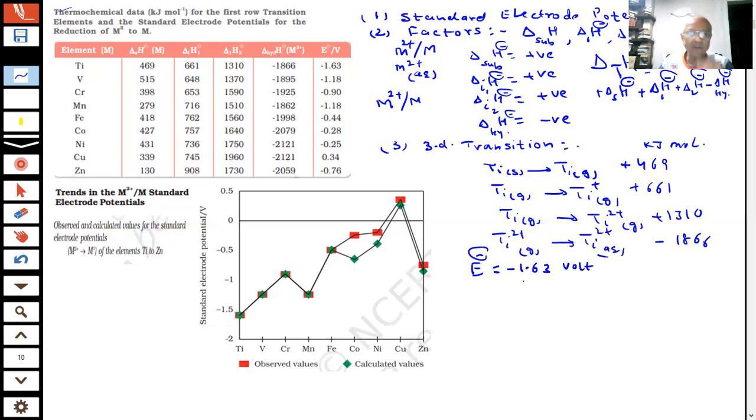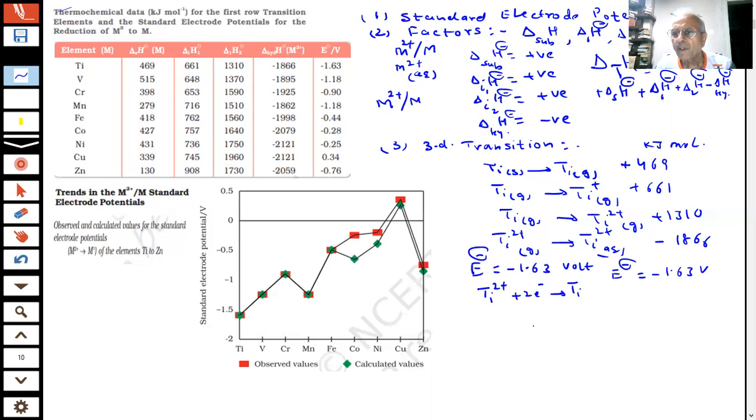This value is negative. As you can see, this value is quite a good negative. What is the meaning of this when this value is negative? First, let me see what is the meaning of this. You are saying titanium 2+ plus 2 electrons to titanium, the value is E naught minus 1.63 volt.